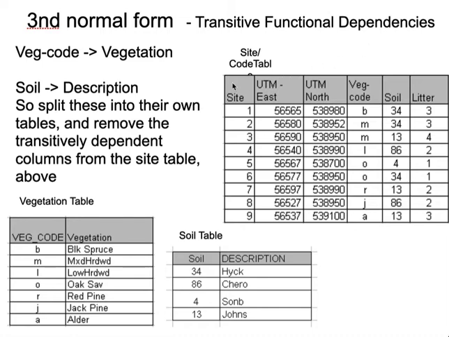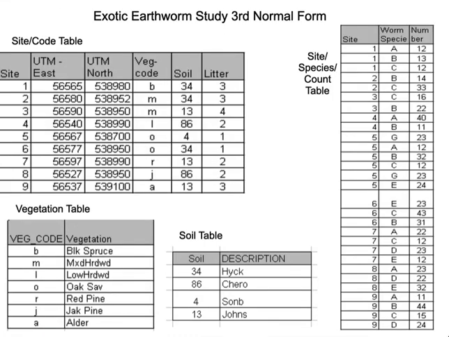So here's the site with the litter that's functionally dependent, that one litter measurement. I have the soil and the vegetation code. And then that vegetation code is associated with another set, in this case, the vegetation name, and the soil with another set of data, the soil name. And so basically I have these in third normal form now.